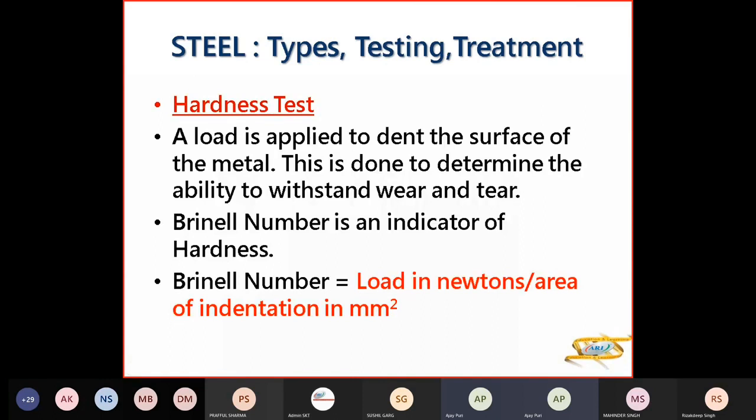So the load test is applied to dent the surface of the metal and you determine your ability to withstand wear and tear. So here the indicator number is the Brinell number.